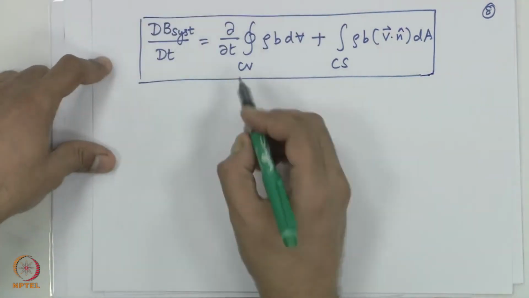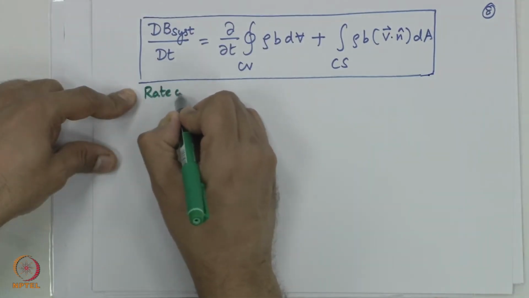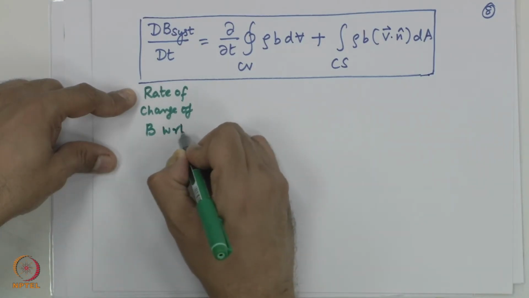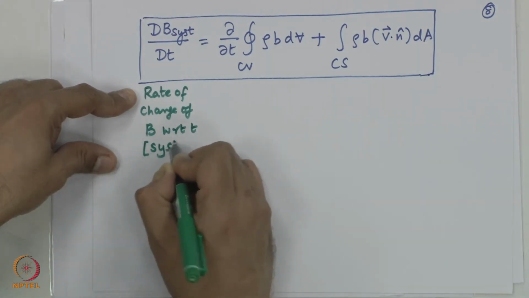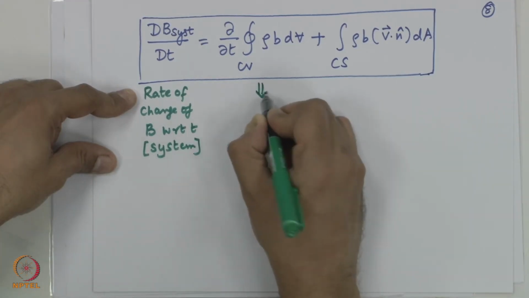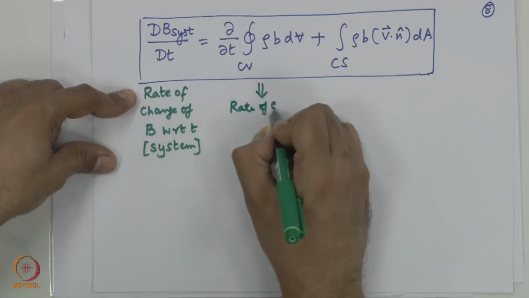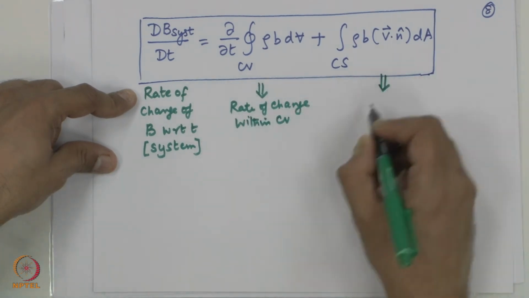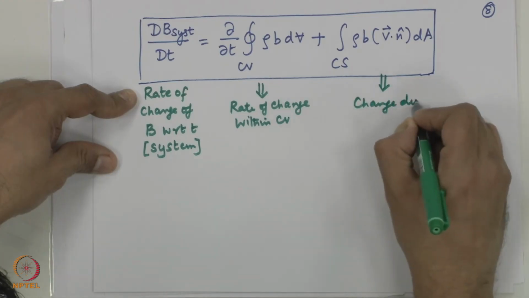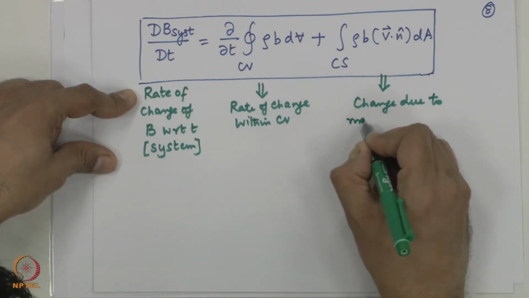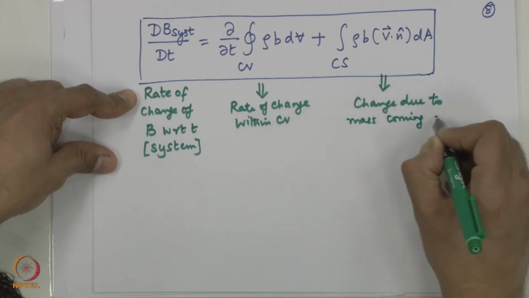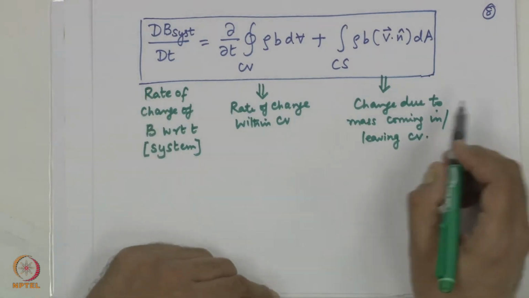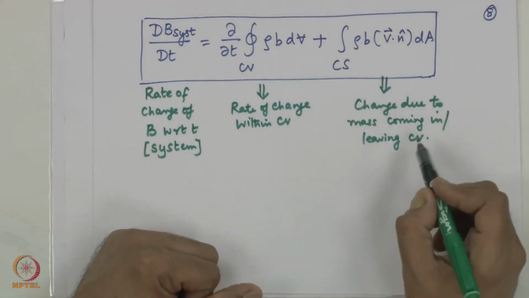More importantly, rather than memorizing it, you can say: rate of change of the extensive property with respect to time for the system. This is the rate of change within the control volume, and this one is the change due to mass coming in and leaving the control volume. Leaving and coming in are both taken care of by this integral over the control surface.